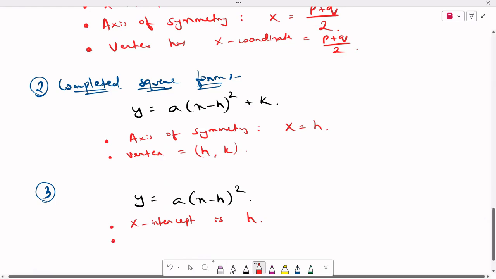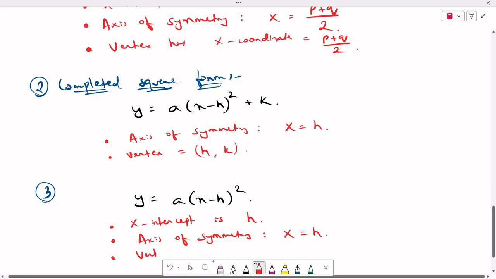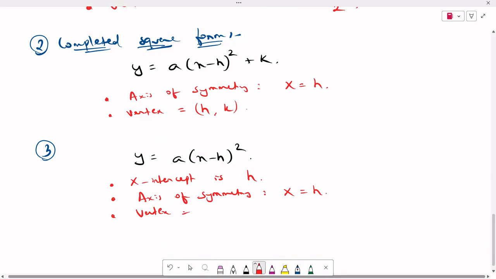We can say that the axis of symmetry has an equation that looks like x is equal to h. And finally, we can say that this parabola will have a vertex (h, 0). So I hope we are clear with the three different general forms that we can come across. And there's one more, we'll talk about it a bit later.